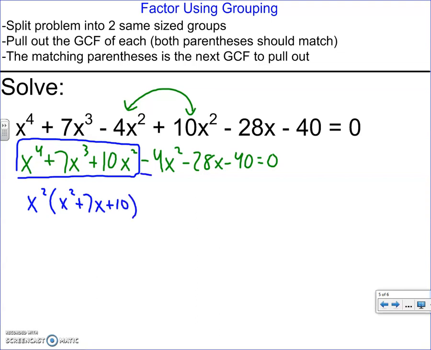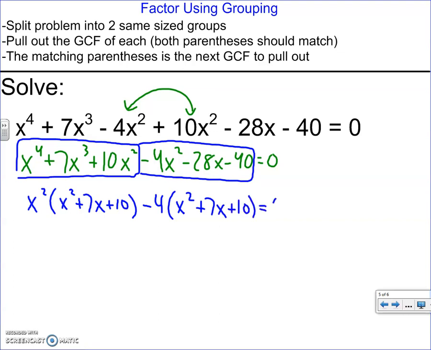My second group will be this thing. Because the first thing's negative, I've got to take out a negative 4. It goes on all of them. This will be positive x squared. I'll take out a negative 4, makes it positive 7x. Divide by -4, so -4 divided by -4 is positive 10. Alright, so notice that the parentheses are matching. If they match, that is my new GCF.